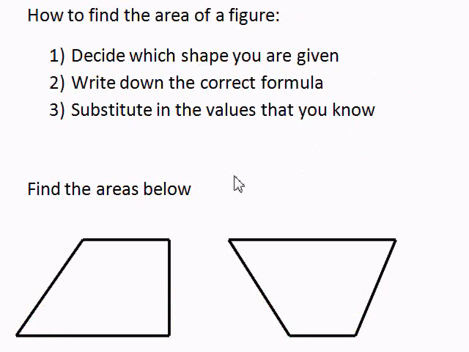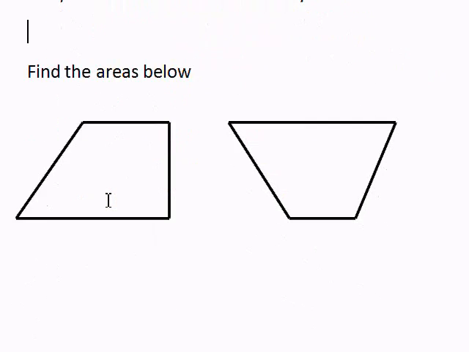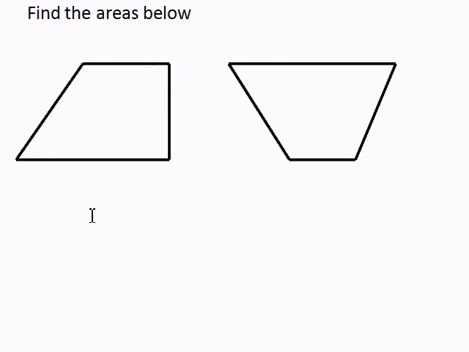Now, how to find the area of a figure, I've written down some steps to remind us. First thing we always need to do is decide which shape we're given. Then we need to decide what the correct formula is and write it down. And then we can substitute in the values we know and solve for the area. Now what I want you to do is go ahead and find the areas below, and I'll write down the values that you need to know in order to find those areas here in a second.